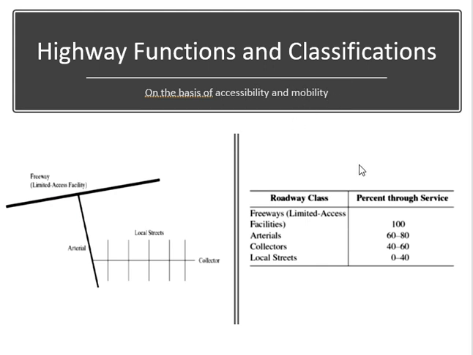Accessibility means connections: how many points or facilities or areas are connected by this highway. And mobility means efficiency of movement: how fast you can move on the highway. So accessibility is connections and mobility is speed. And these two are inversely proportional.